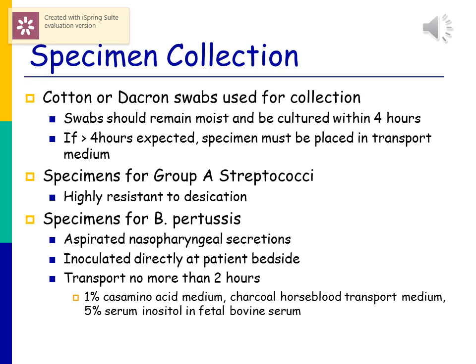So 1% casamino acid medium can be used, charcoal horse blood transport medium, or 5% serum inositol in fetal bovine serum. So remember, Bordetella is a fastidious organism. It doesn't grow well on a lot of just your typical media, so you need a special transport media to keep this organism viable in order to culture it.